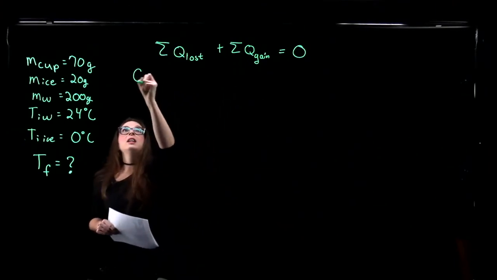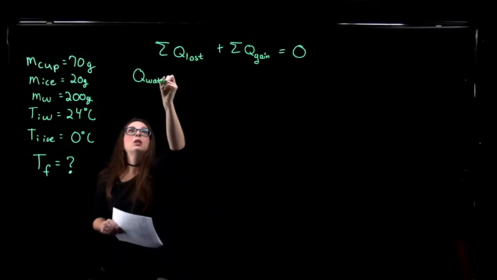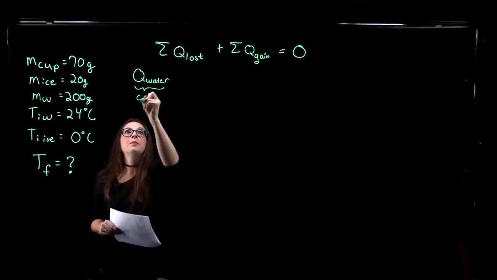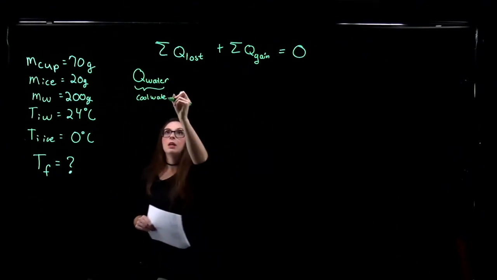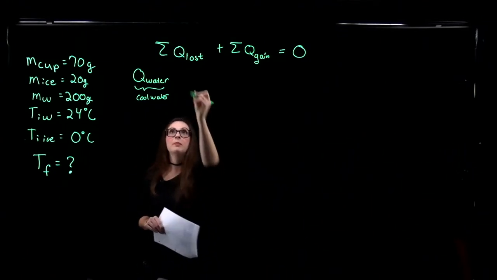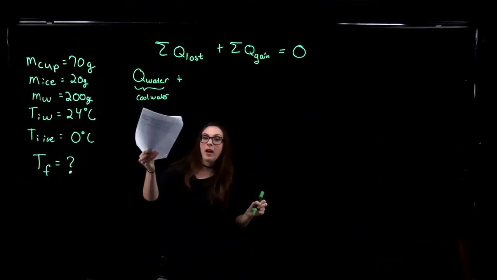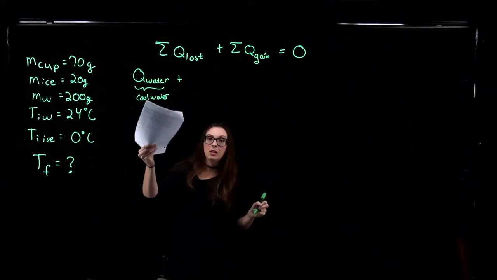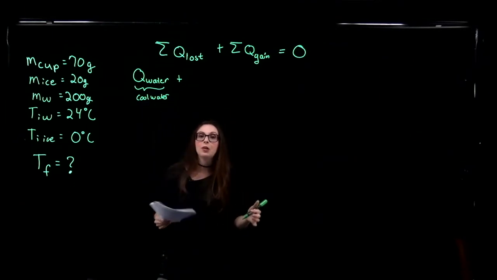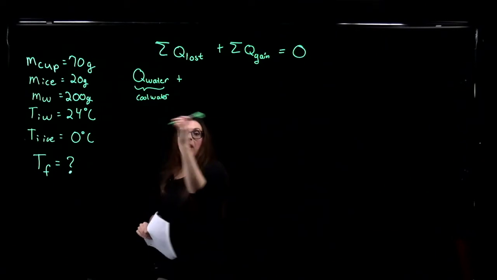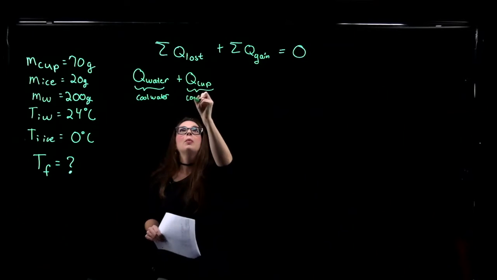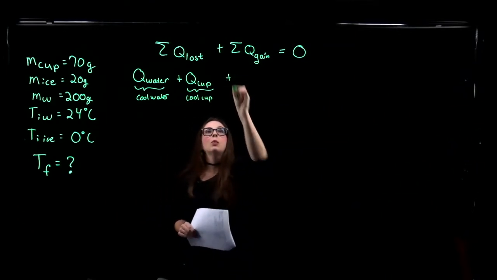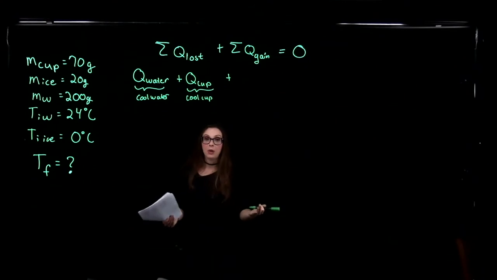So we've got the heat required to cool the water, to get it from 24 degrees Celsius to some cooler temperature. In that way we're losing energy from the system because it's warm and it's going to get colder when we add the ice. And then we also have to cool the cup, this aluminum cup. So Q cup to cool the cup. The cup is also losing energy in that process.